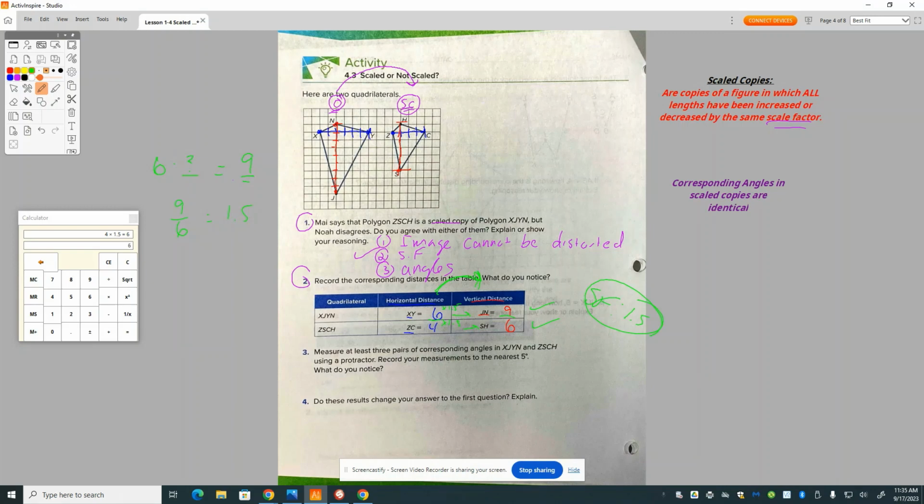Now, remember, like I said earlier, just because the images look not distorted, and just because there's a scale factor, doesn't mean that these are scaled copies of each other. We still have to double check to see if the angles are the same. And that's what they're going to ask us to do in question 3. Measure at least 3 pairs of corresponding angles in XJYN and ZSCH using a protractor. Record your measurements to the nearest 5 degrees. What do you notice? So I'm going to go ahead and move on to my dot cam to be able to use my protractor.